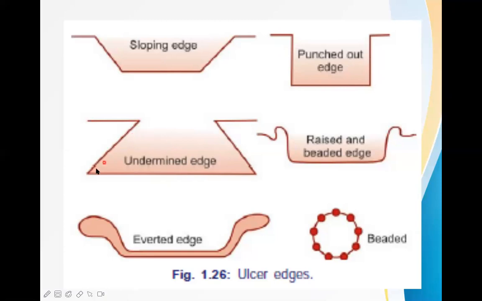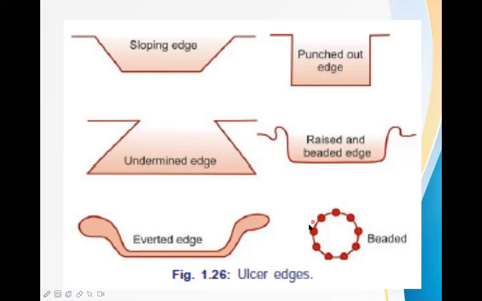This is undermined edge. Undermined edge means, at the top, it looks a bit of smaller opening, but when I go deeper, the edges are going wider. See here? They are quite nearer to each other at the opening, but at the base, they are quite away from each other. So it is going laterally. This is called undermined edge. Another is raised and beaded edge.